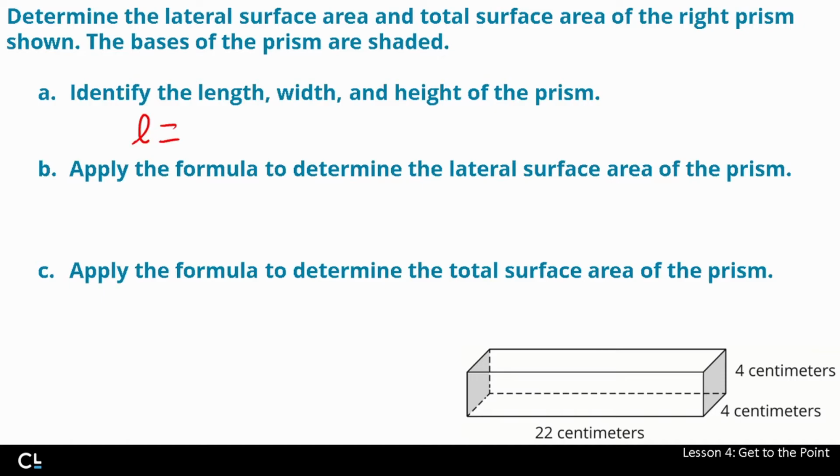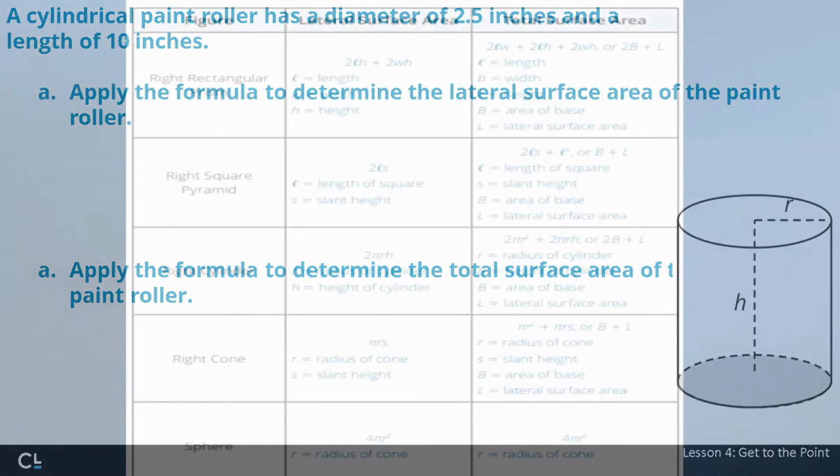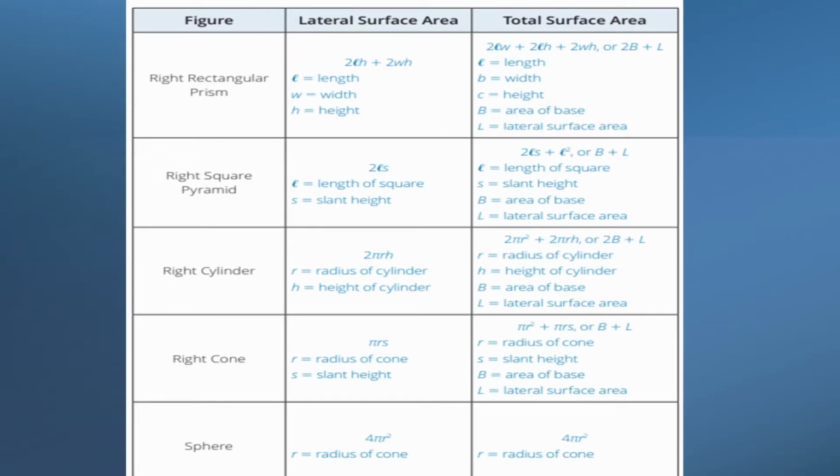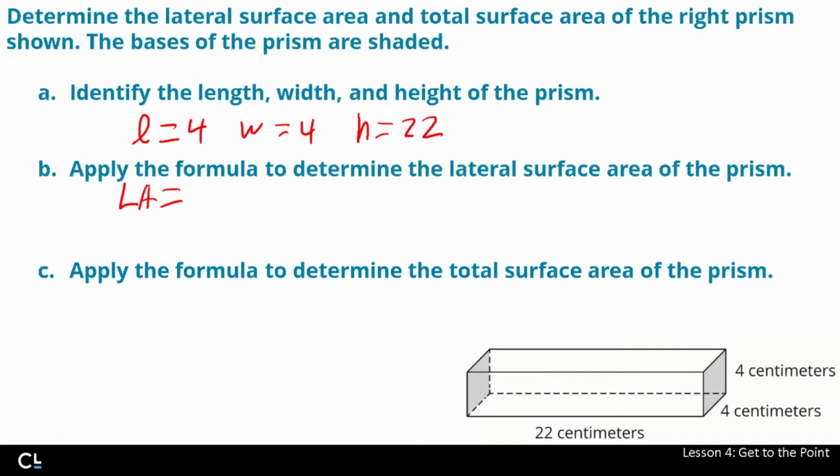So if we stood this on its base, 22 would be the height of this, right? So the length we could call 4, and it doesn't really matter which one. Our width, we're also going to say is 4, and then our height is going to be 22. So when we apply our lateral area, which we could find the formula on our previous page, two pages back, it says lateral surface area, 2LH plus 2WH. So we could just plug everything in.